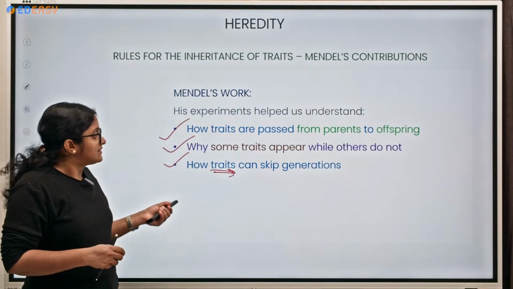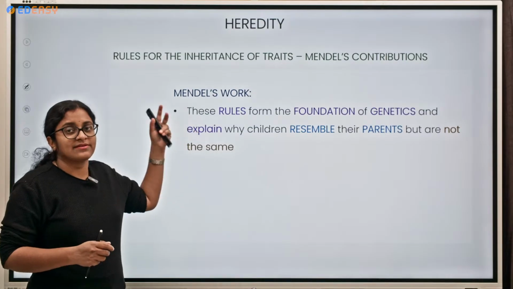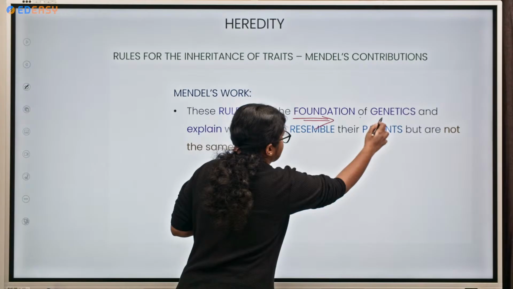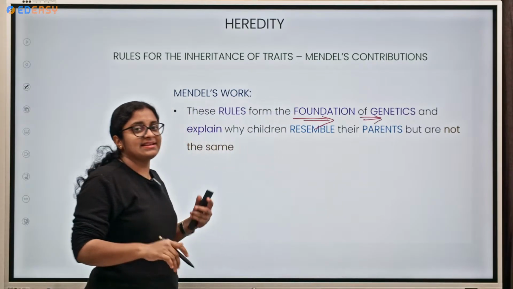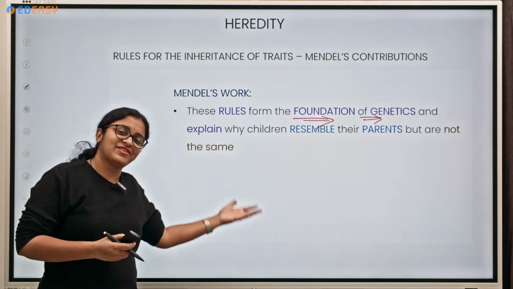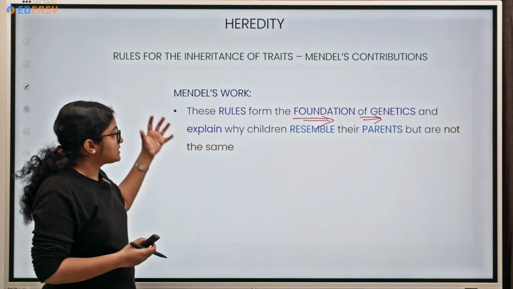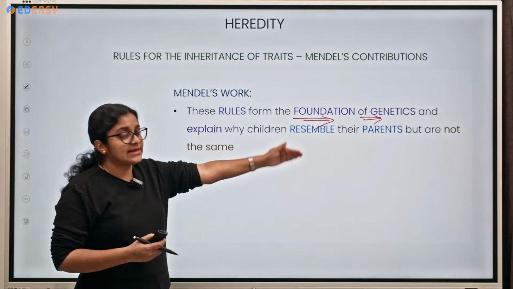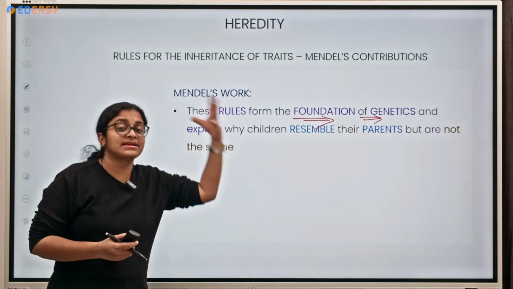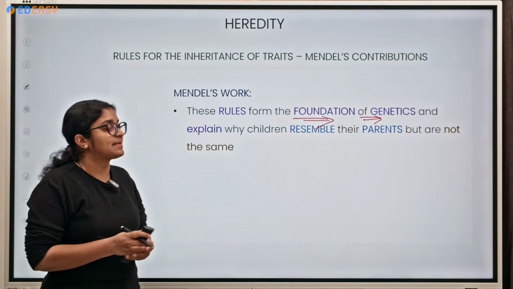Now, this question is answered by Mendel's work. The rules form the foundation of genetics. That's the reason he did extensive work on this concept of genetics, right? So that's the reason he is called the father of genetics. The rules explain why children resemble the parents, but even though they resemble the parents in the basic body structure, they are not exactly the same.